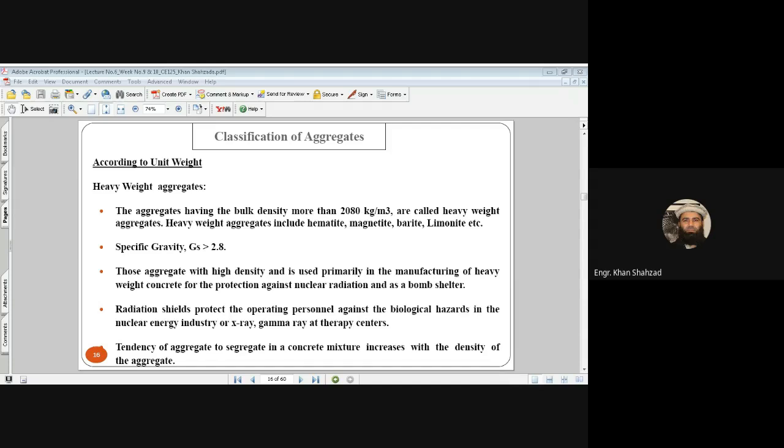Fahad Tayyib, what is density? Mass per unit volume. Then what is unit weight? Hamad Khan, are you in the class? Hassan Akhtar. Yes, sir. What is specific gravity?